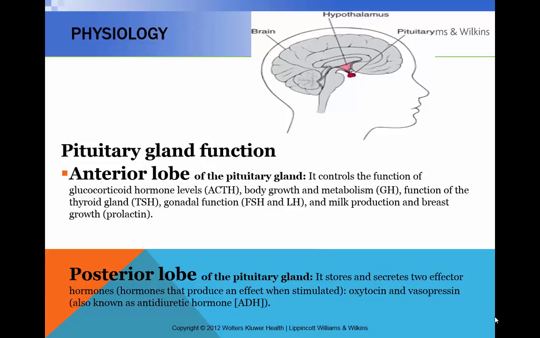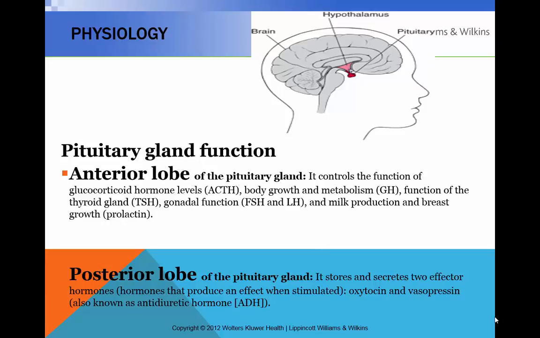So again, this is going over the physiology component. The anterior lobe of the pituitary controls the function of the glucocorticoid hormone levels, ACTH, body growth and metabolism, which is GH, your growth hormone, function of the thyroid gland with secretion of the TSH, gonadal function, which is going to be FSH and LH, follicle stimulating hormone and luteinizing hormone, and milk production and breast growth with secretion of prolactin.